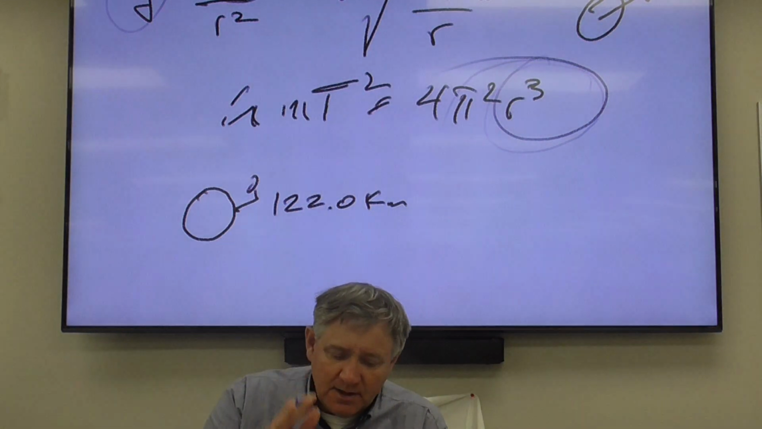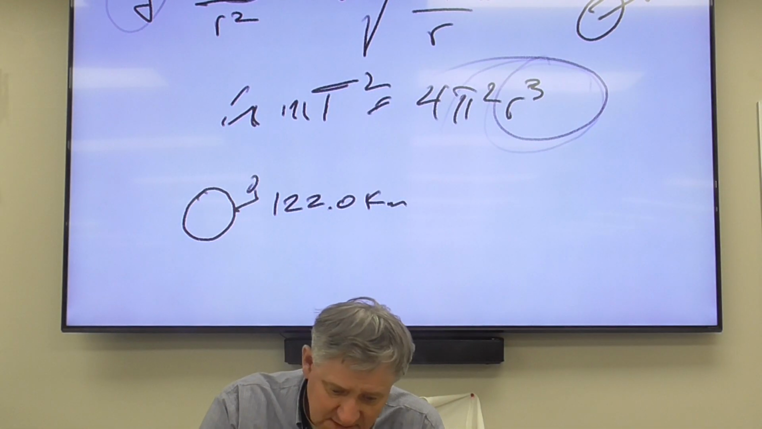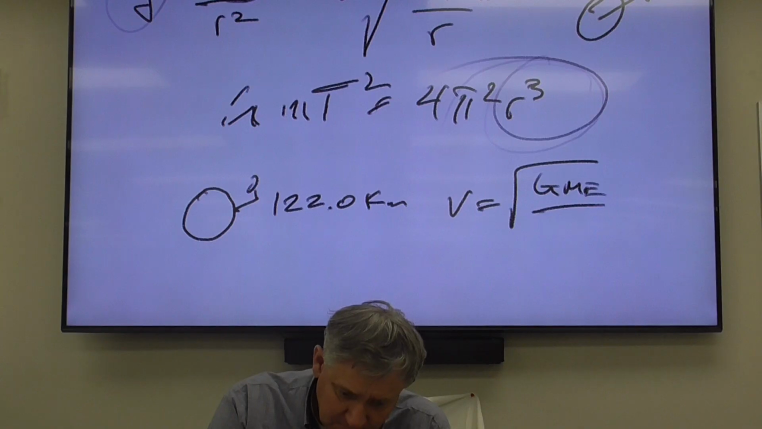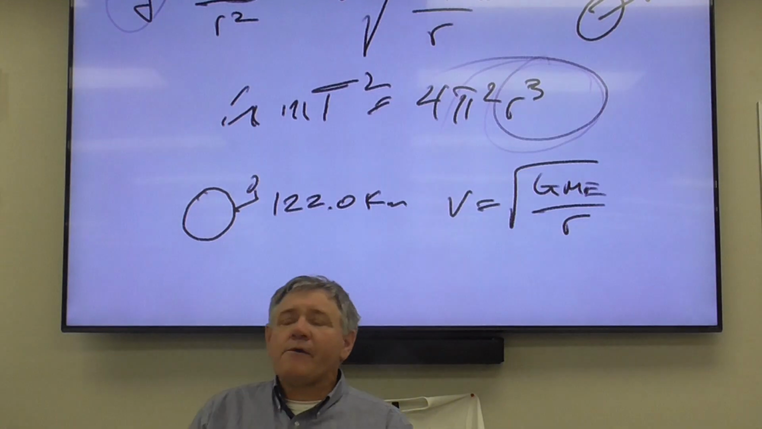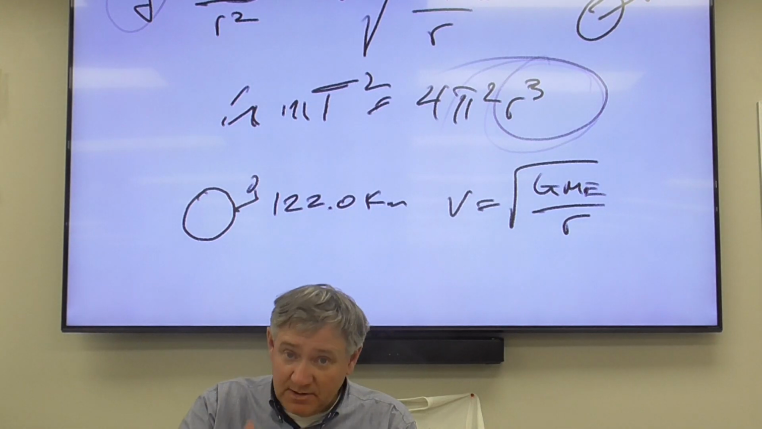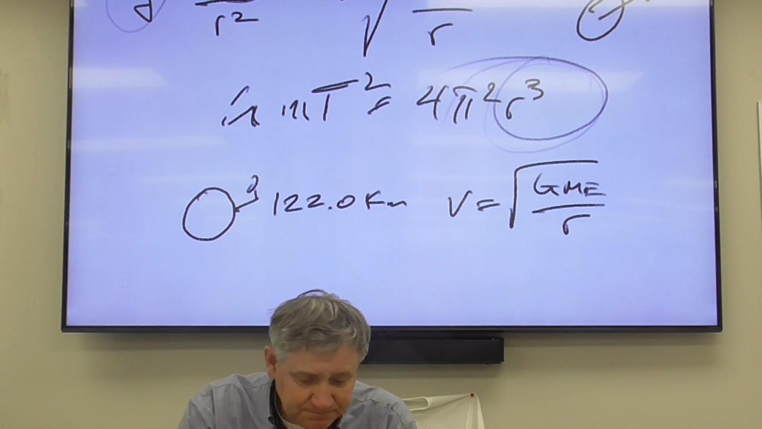So if you want to do the velocity first, okay, cool. Big G, mass of the Earth over r, okay? It isn't squared. It's a common mistake that's made. It is not squared. It's just r, okay?